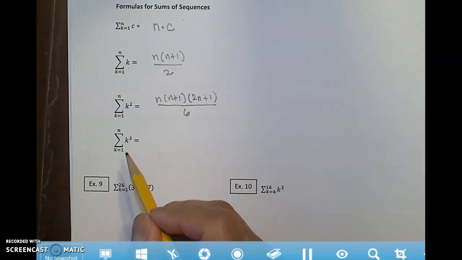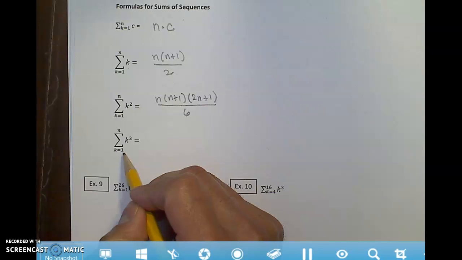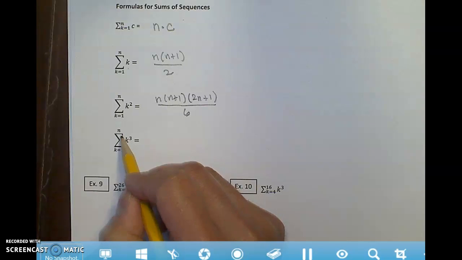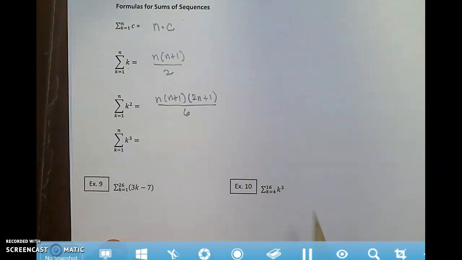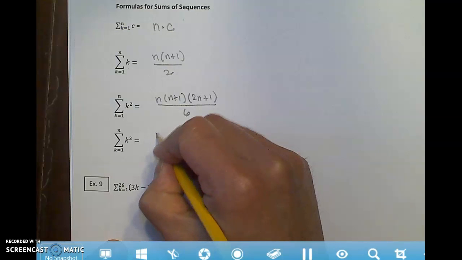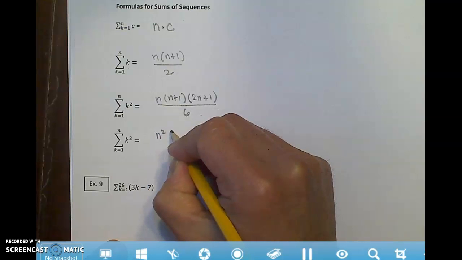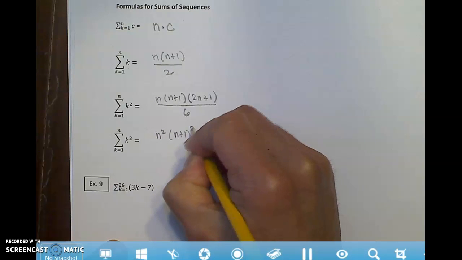Here's one where it's k cubed. The sequence is described by k cubed. We want to take the sum of the first term all the way up to the nth term. So here's the formula for that one. Find that sum.